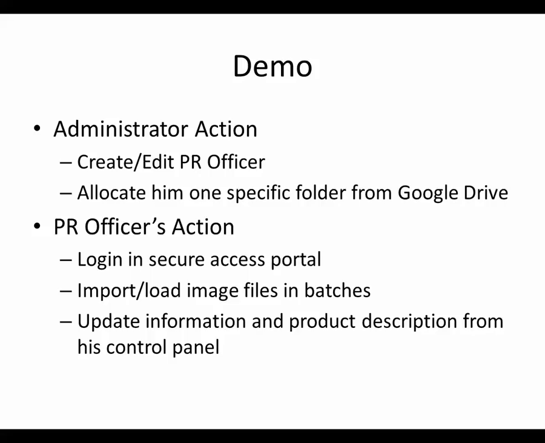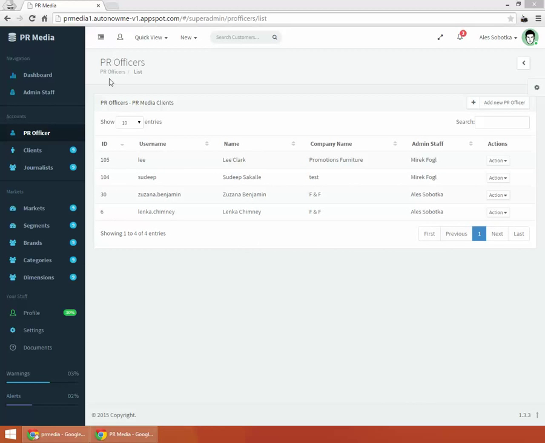One action is from an administrator. The administrator will create or edit a PR officer and allocate him a specific folder on Google Drive. It's a shared Google Drive file with the application using OAuth 2. The PR officer, the user that we have created, will later log in using his secure access into the portal, look at the images and the information that is available to him, import it, and then modify the information. Okay, so let me jump straight into the administrator control panel.